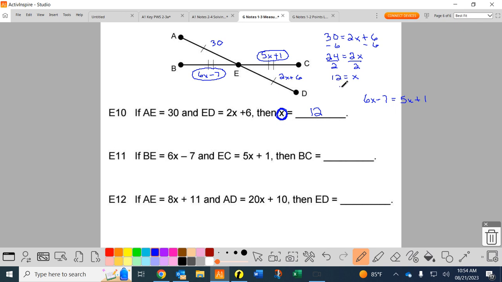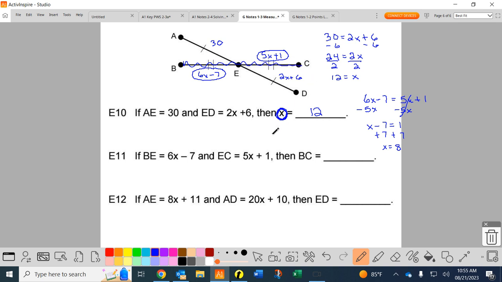Okay, here we go. To solve that, minus 5x, minus 5x. Actually, that's kind of easy because what is 6x minus 5x? X. Minus 7 equals 1. And then we add 7, and x equals 8. However, if you put 8 down, it's going to be incorrect because look at what they're asking for. Are they asking you for x? No. They're asking you for BC, which means you have to plug it in to find out how long the BC, this whole thing, is.